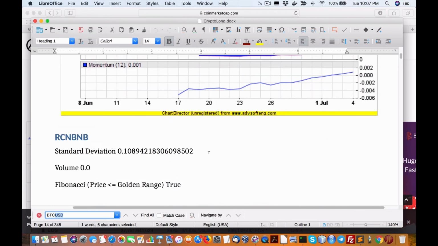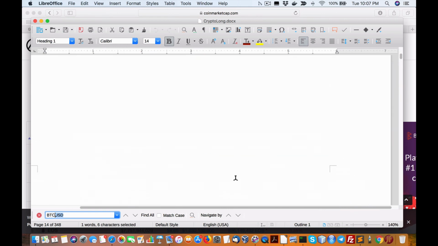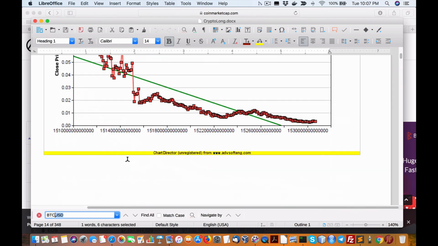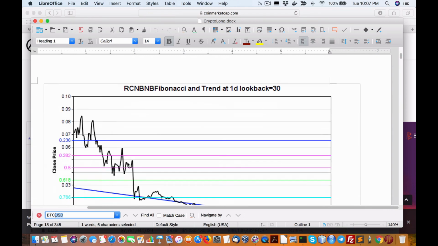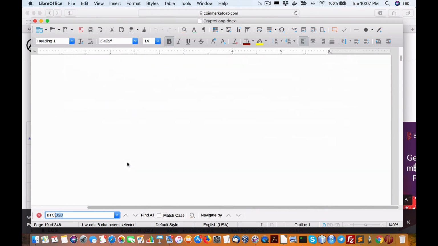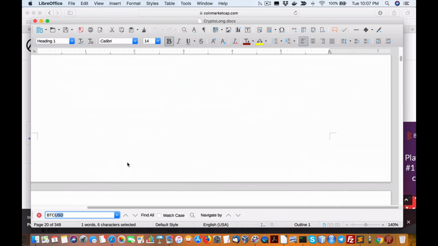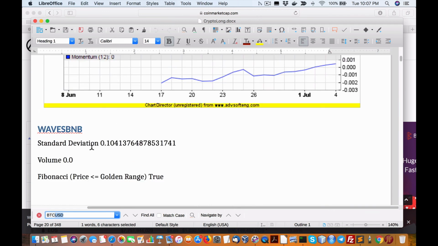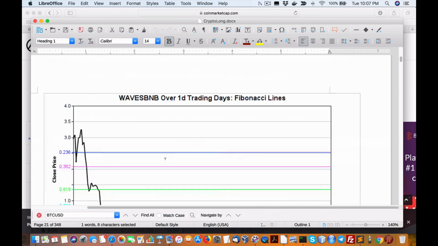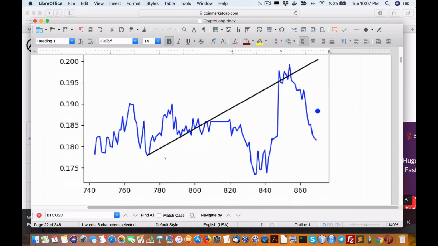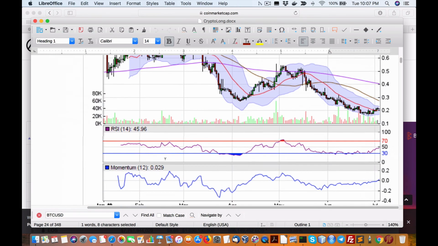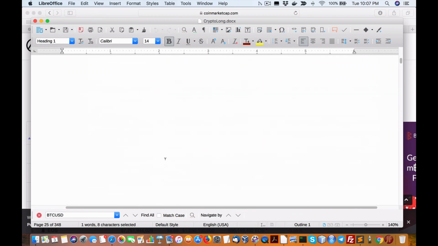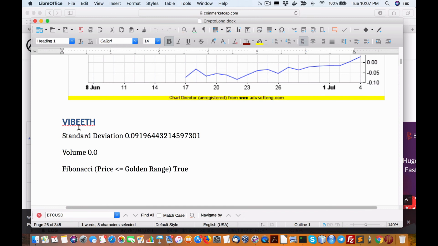So we are now looking at RCN BNB. It says there's zero volume, so I don't even know why it's listed here. Can move on to the next one. All of these ones that have BNB, I think I should eliminate, because against the coin, Vibe Ethereum.